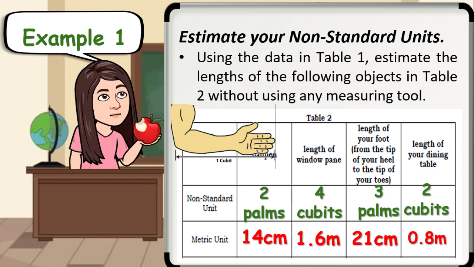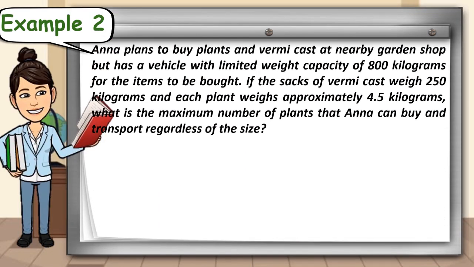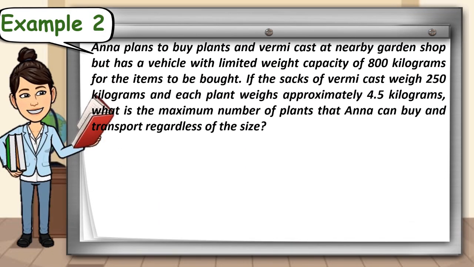Example number 2. Anna plans to buy plants and vermicast at a nearby garden shop but has a vehicle with a limited weight capacity of 800 kilograms for the items to be bought. If the sacks of vermicast weigh 250 kilograms and each plant weighs approximately 4.5 kilograms, what is the maximum number of plants that Anna can buy and transport regardless of the size? Here's the solution.